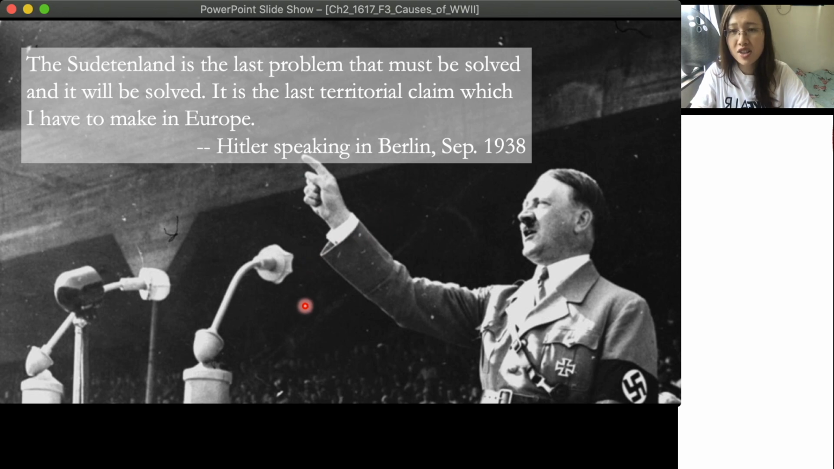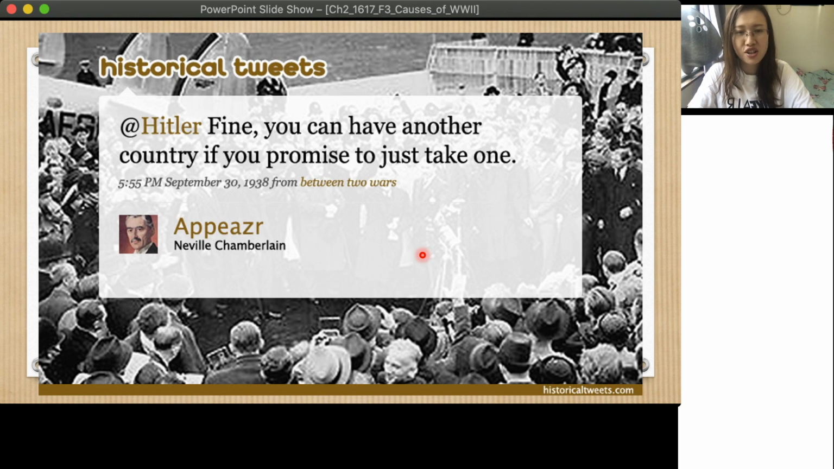So now you may understand why Chamberlain could let Germany have Sudetenland, since they promised it would be their last land, and for themselves, they don't really have the great power to defeat Germany in a short time. That is the reason why they thought this was a good deal to let Hitler have Sudetenland, and on the other hand, to stop them from expanding to all other countries, right? Like here, the appeaser, Neville Chamberlain. It's like saying, fine, you can have another country if you promise to take just one.